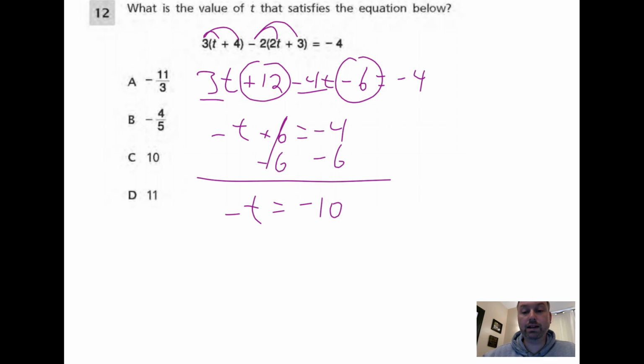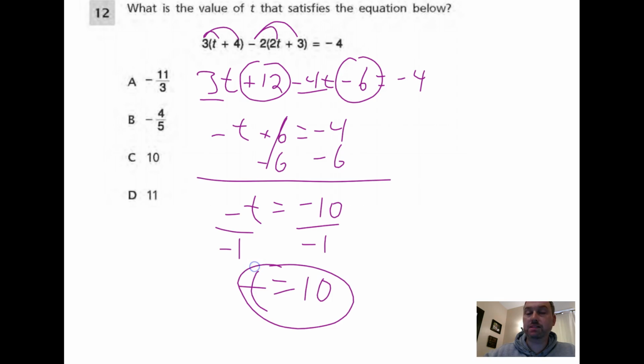Now again, I don't want negative t, I want positive t. Plus, you should recognize that none of your answers are negative 10. So if you have negative t or negative x or negative whatever, to fix that, you can either multiply both sides by negative 1 or divide both sides by negative 1. It's your choice. Okay, and negative 10 divided by negative 1 is clearly positive 10. Okay, next one, which would be choice C.